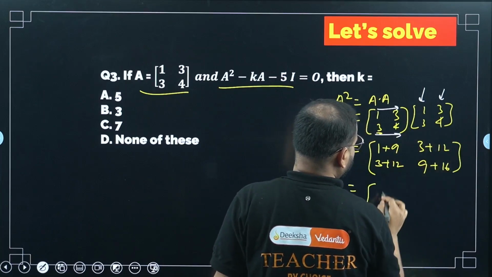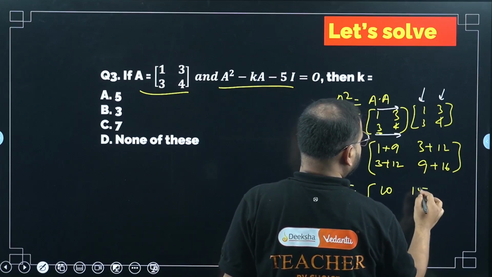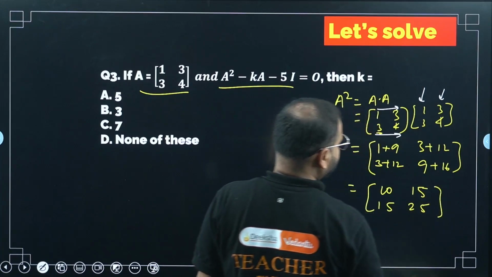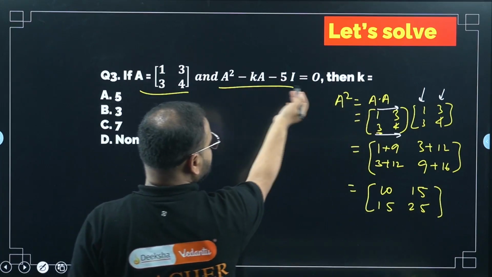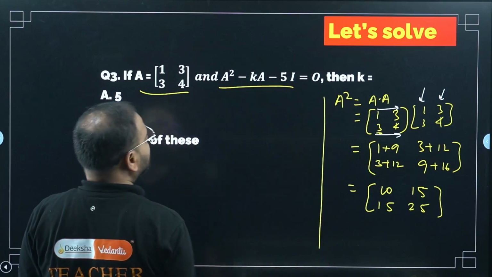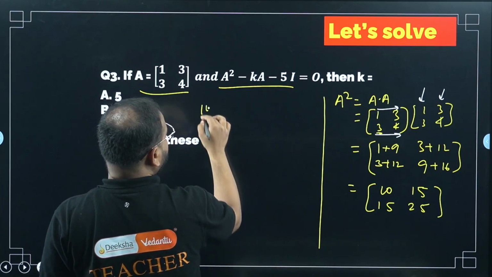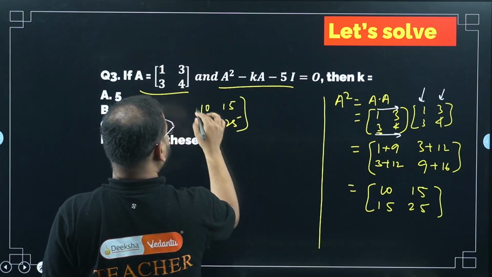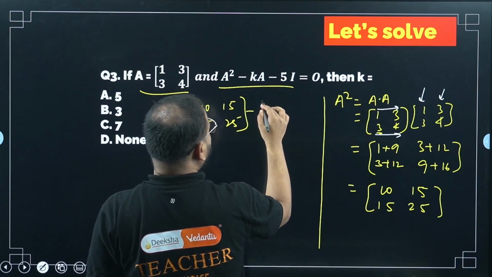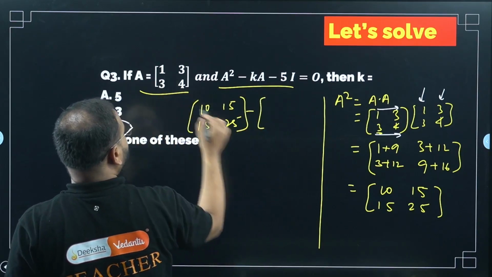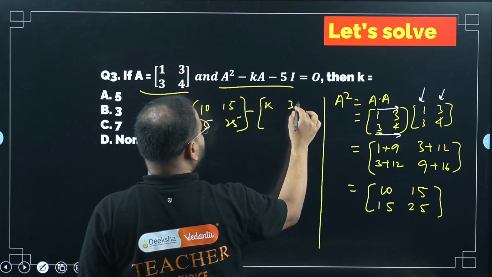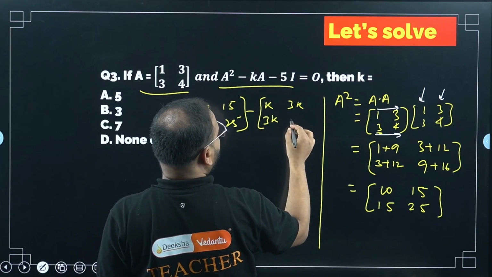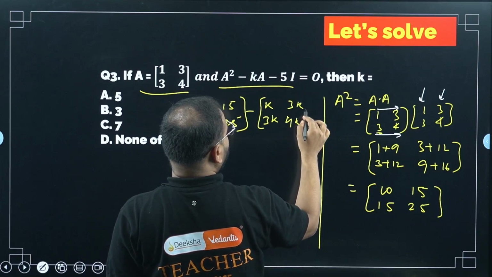Simplify this. 10, 15, 15, and this is 25, correct? Now they are saying that this is equal to 0, so use this condition here. So A square is this: 10, 15, 25. This is my A square, minus kA. K, whatever it is, is multiplied with every number, so kA will be 1 into k is k, this is just 3k, this is just again 3k, and this is 4 into k will be what? 4k. Okay, so this part is also done.